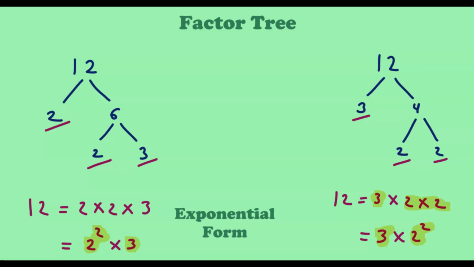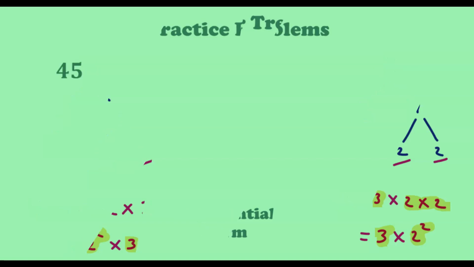Now, this works for every other number as well. No matter what factors we start with, we will always end up with the same prime factorization. Now, let us have a look at a few practice problems. The first number we have is 45. Let us find its prime factorization.